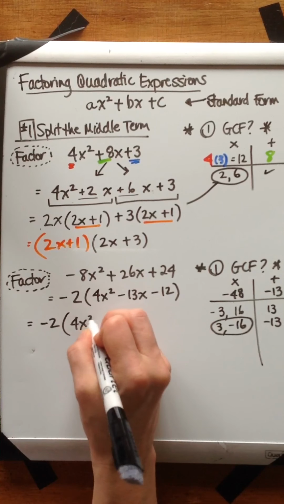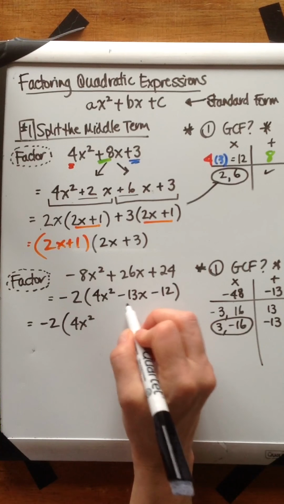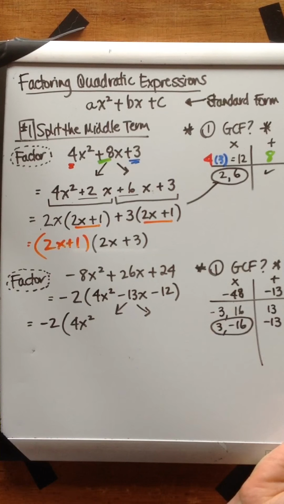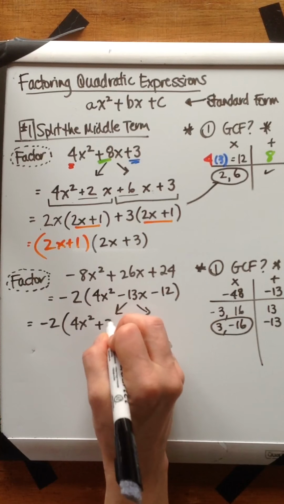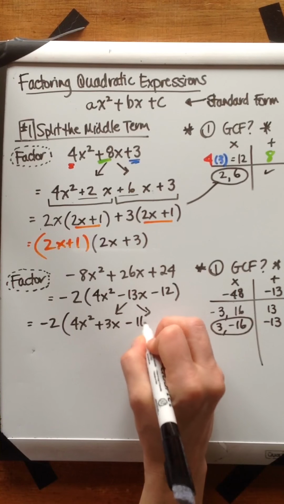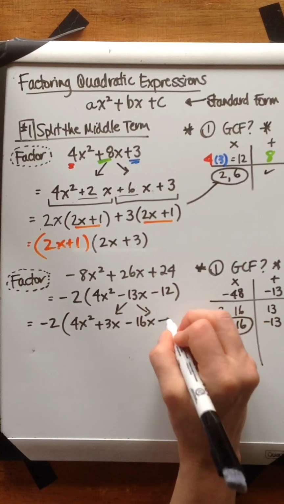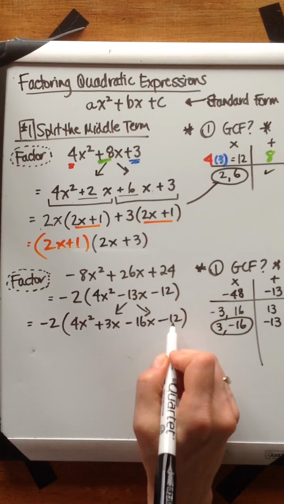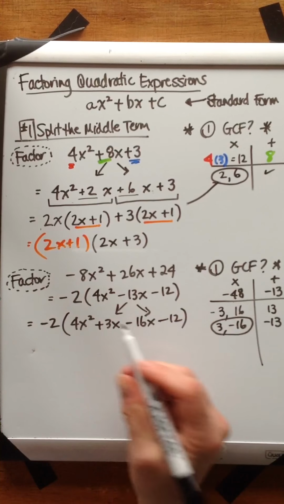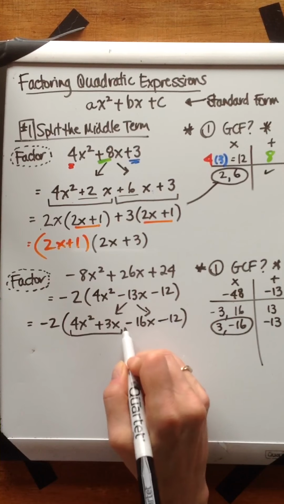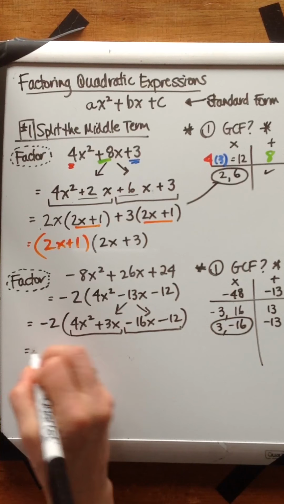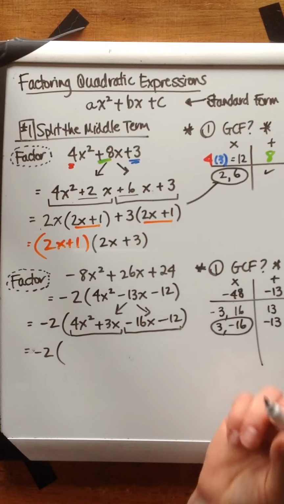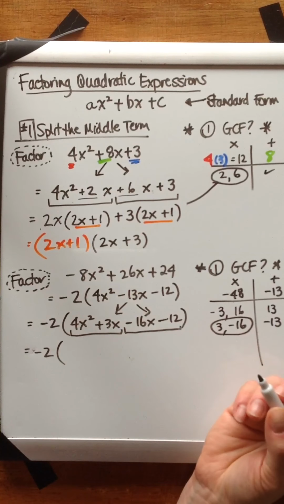So I'm going to rewrite this as 4x squared, and instead of negative 13x, I'm going to split it into 3x's and negative 16x's. So let's do plus 3x minus 16x. And again, the order doesn't matter. And there you go. Now I have 4 terms. We've already dealt with GCF, so it looks like factoring by grouping is my next step. And this negative 2 out in front is just hanging out. Okay? It's still there. We'll learn about its significance in future lessons.